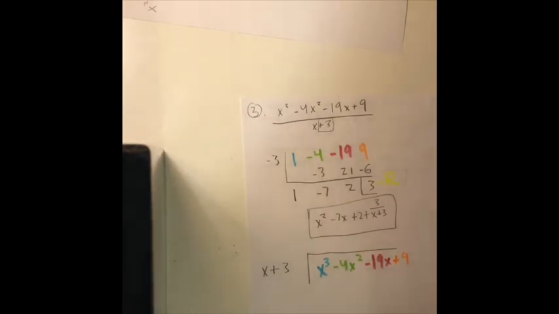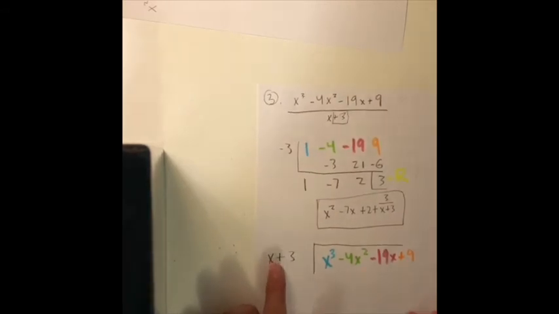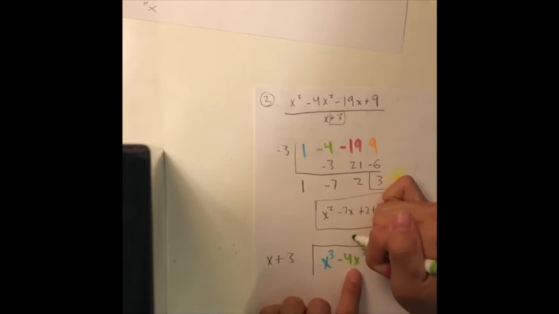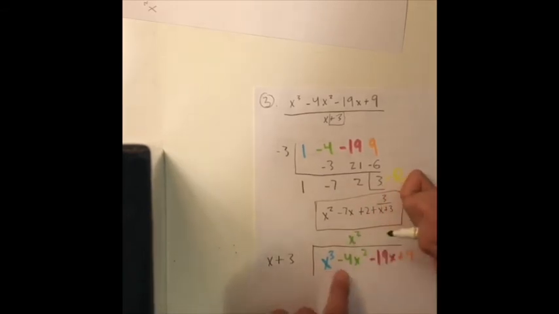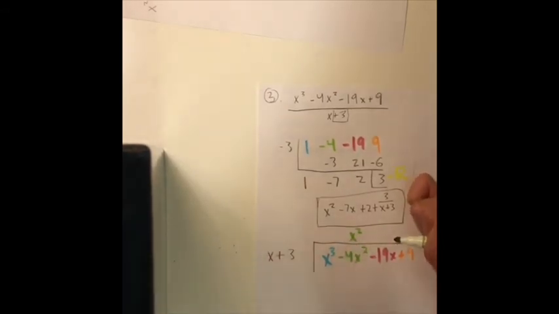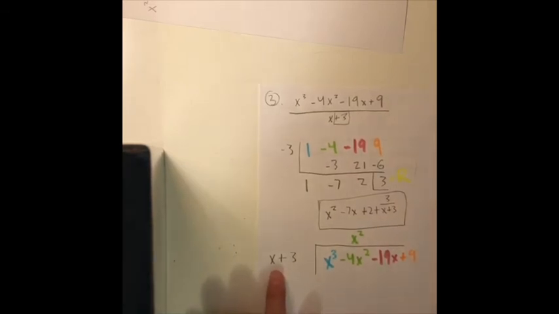And so now we're going to want to see how many times x goes into the x cubed. It goes into x cubed x squared times, so we're going to write that above here. Now we're going to want to multiply each term in this expression by x squared. X squared times x is x cubed.